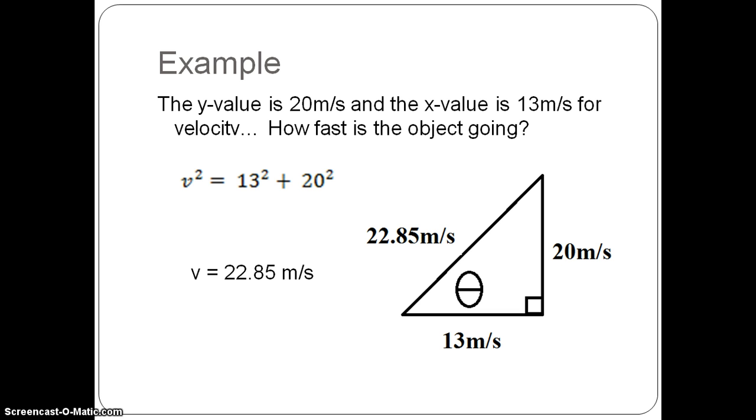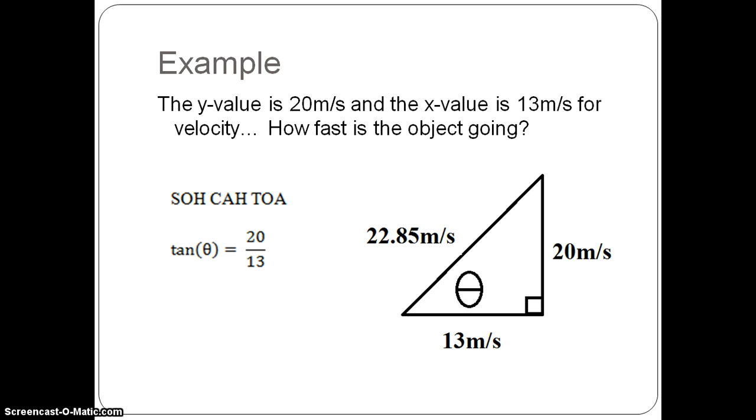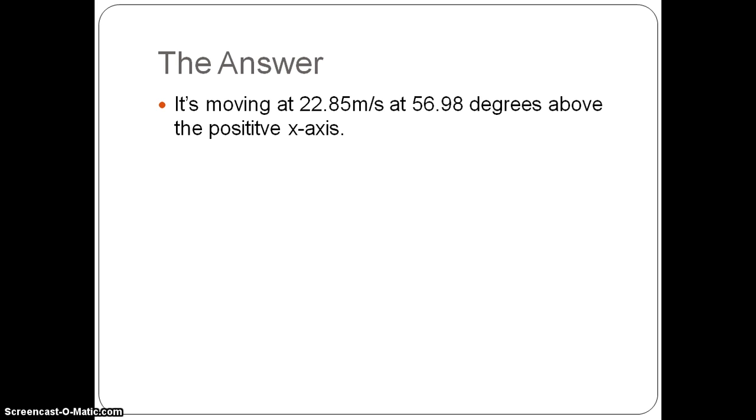Now velocity has direction, so we need the angle. We're going to use SOHCAHTOA. Since I know the adjacent, the hypotenuse, and the opposite sides, I could use sine, cosine, or tangent. And this one I've chosen to use tangent. The tangent of theta will equal the opposite, 20, over the adjacent, 13. And my angle turns out to be 56.98 degrees. So the final answer is the object's moving with a velocity of 22.85 meters per second at 56.98 degrees above the positive x-axis.